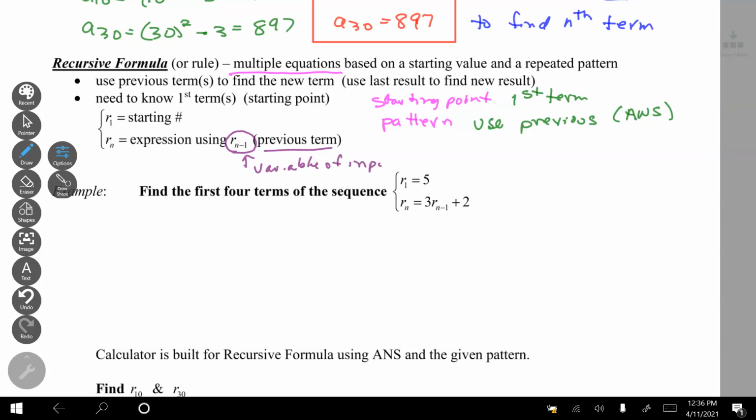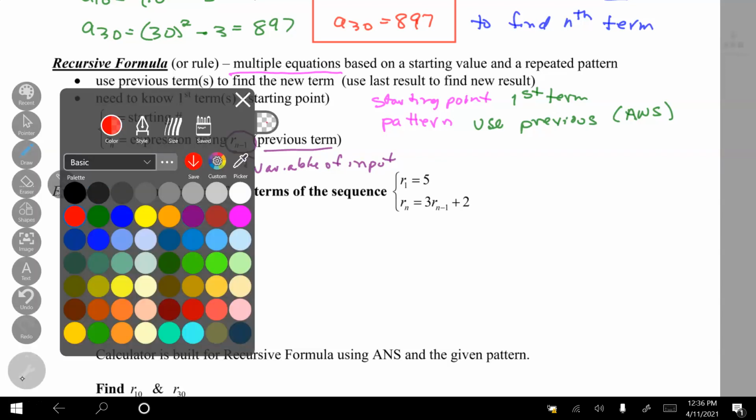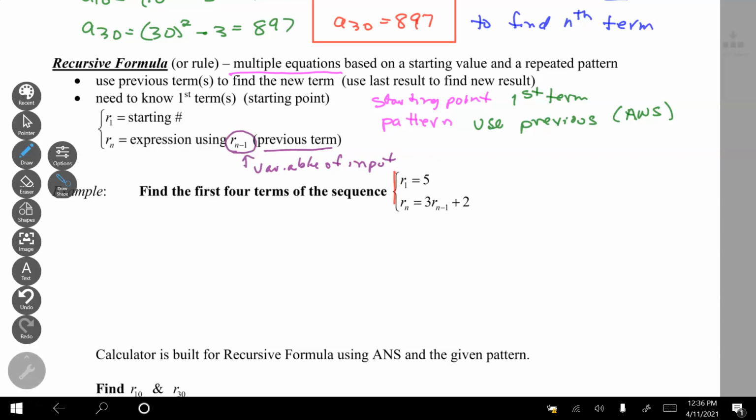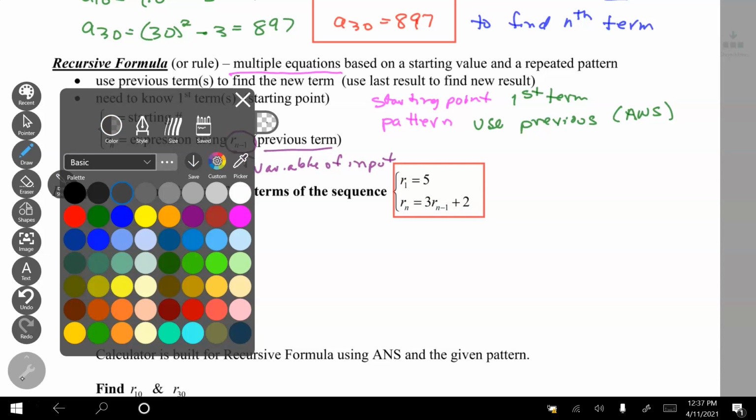That's what's going to change every single time, is that we're going to use that r sub n minus 1, or whatever letter we're using, n subscript n minus 1. It doesn't mean subtract 1 from a number. It means use the last answer you got. So for an example, we are going to use this right here. I have a nice little pattern, and I'm going to circle it in gray.